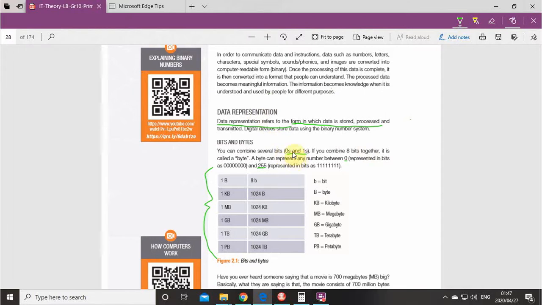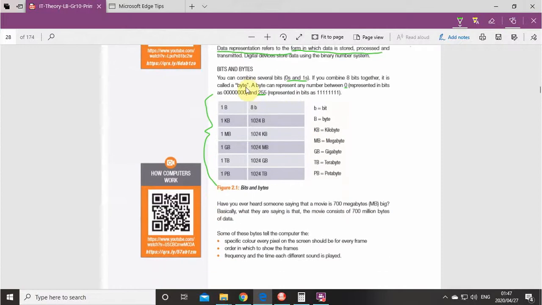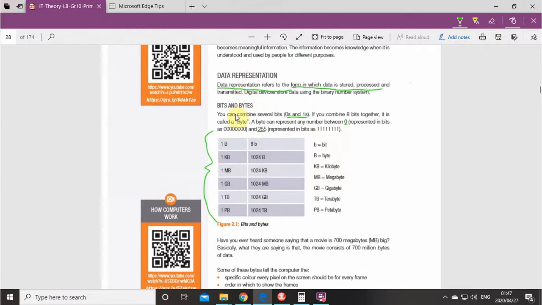Digital devices store data using binary number systems. You can combine several bits, which are zeros and ones, and if you combine 8 bits together, it is called a byte. A byte can represent any number between 0 and 255.